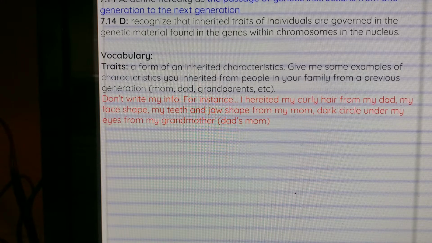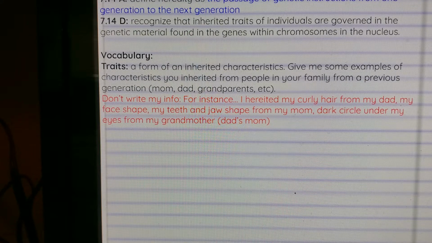So here's my examples, and don't write it down because this is my examples. So for instance, I inherited my curly hair from my dad. The shape of my face, the shape of my teeth and my jaw from my mom. The dark circles under my eyes, those came from my dad's mom, my grandma. So those are traits that I inherited from them. Some of you might have inherited your height, your ability to play a musical instrument, etc.